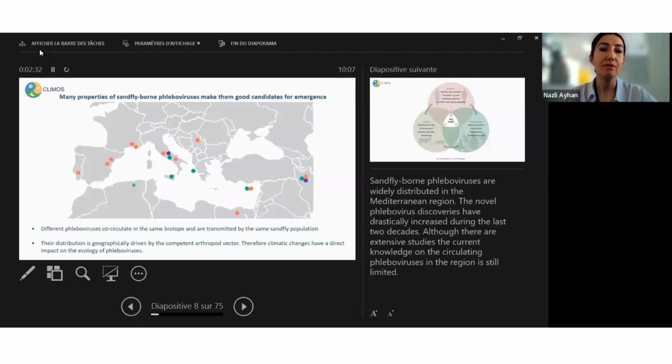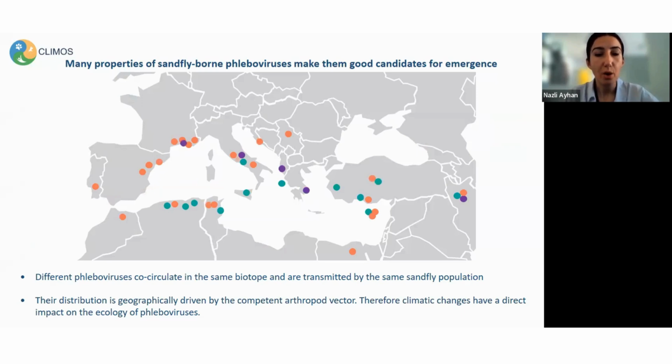Many properties of sandfly-borne Phleboviruses make them good candidates for emergence. Different Phleboviruses can co-circulate in the same biotope, and they are transmitted by the same sandfly population. Their distribution is geographically driven by the competent vector, and therefore climate change has a direct impact on the ecology of Phleboviruses. So, as you can see here, they can co-circulate, and climate change has an important effect on the circulating Phleboviruses.